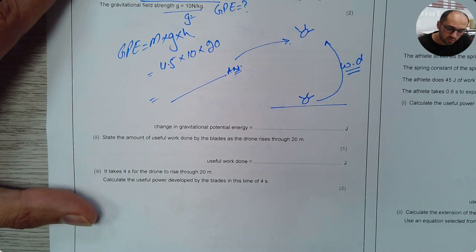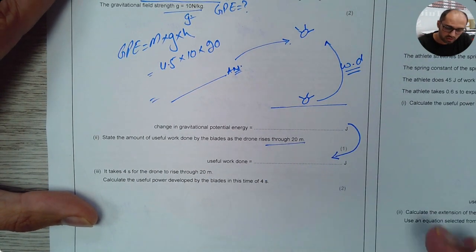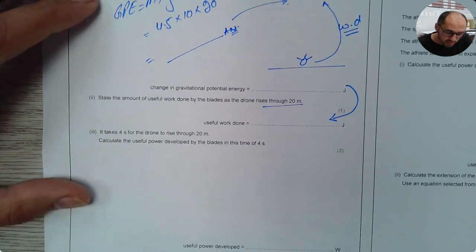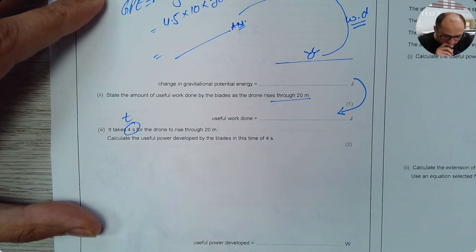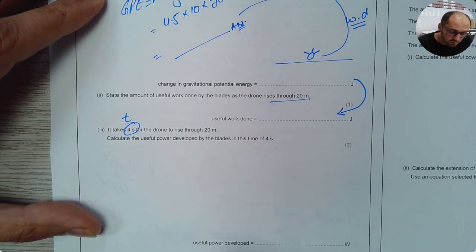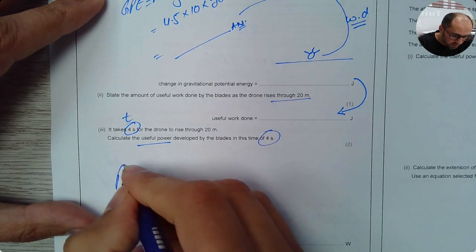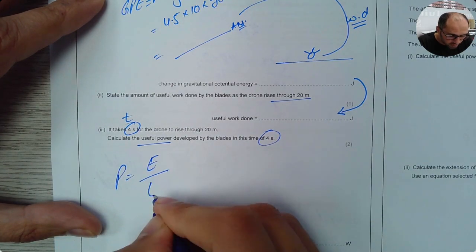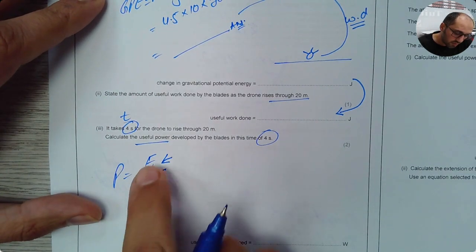The next part now says calculate the amount of useful work done by the blades as the drone rises through 20 meters. So it's going to be the same answer, same value, just taken from here. Now it says it takes 4 seconds, so this is the value of time, for the drone to rise through 20 meters. Calculate the useful power developed by the blades in 4 seconds. We looked at the equation power equals E divided by T. Remember, in one of the last questions that we did, we also worked out energy or power.